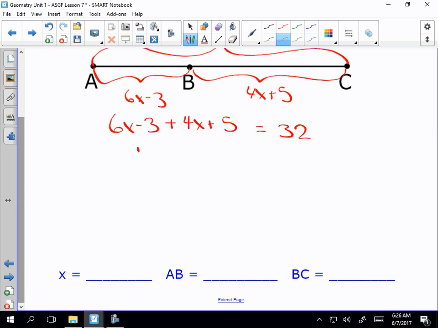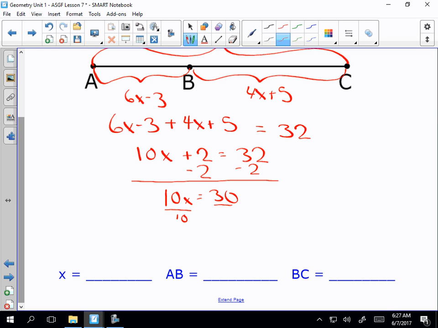We always want to combine like terms first, so we combine the x's to get 10x, combine our constants to get a plus 2 equals 32. And then we finish our solving steps. Whenever we solve, we're undoing operations, so we undo the addition. We've got 10x equals 30. Now we need to undo the multiplication by dividing by 10. And we end up with x equals 3.